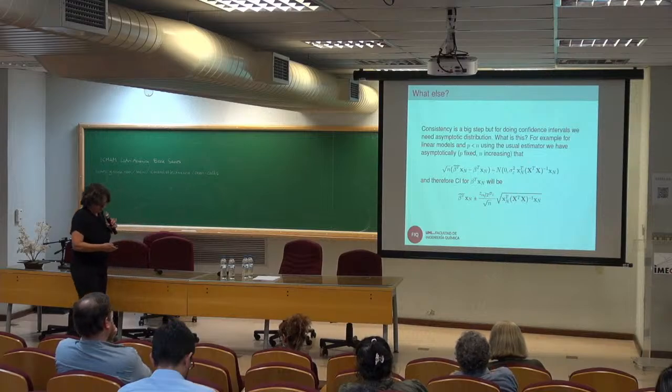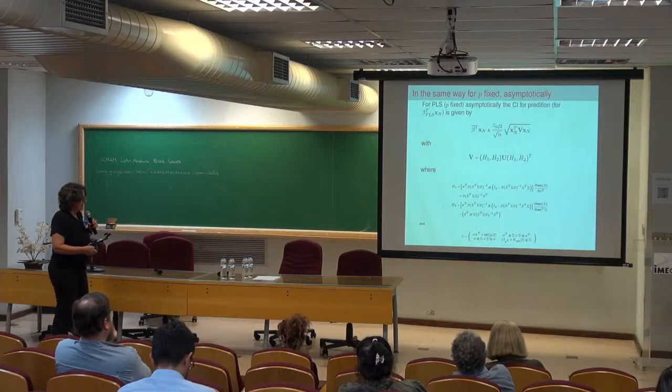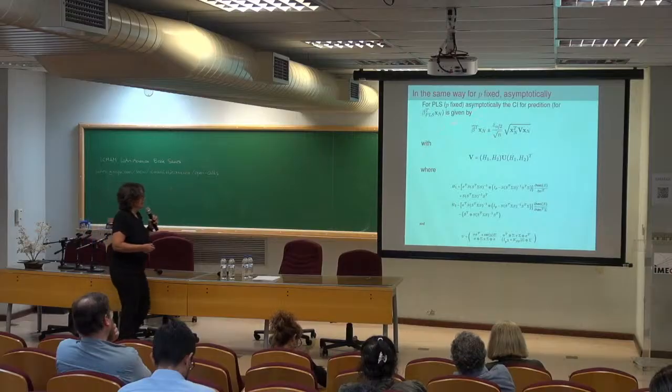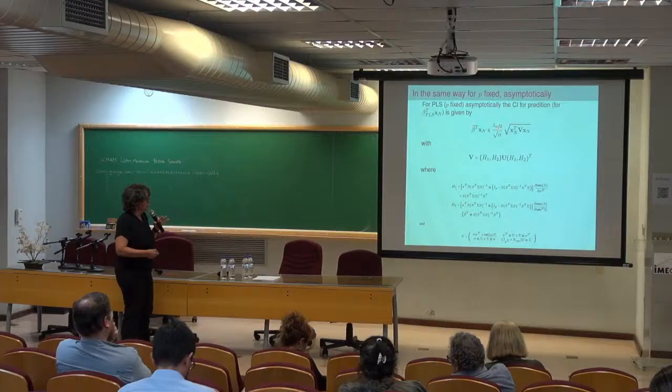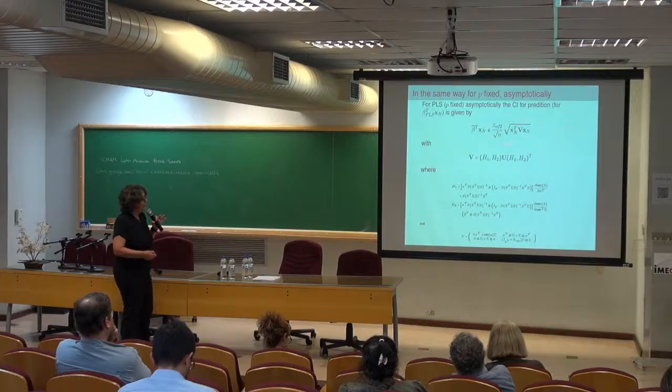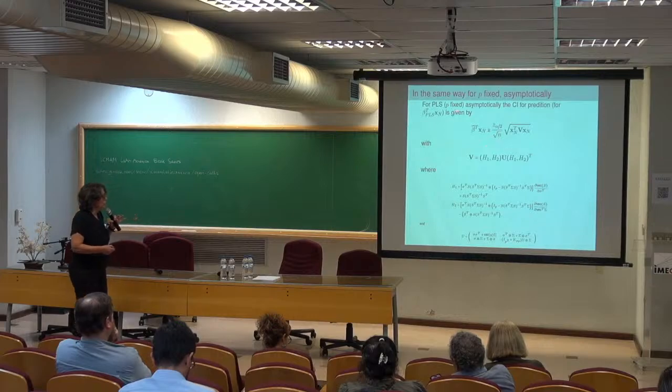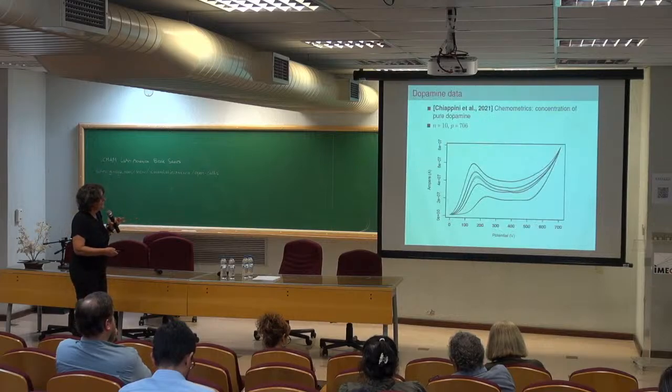Of course, this is not an easy task here. If p was fixed, we know that for PLS, as n goes to infinity, we have the asymptotic result for saying what the confidence interval is. Where this p now is a complicated thing, it doesn't matter. What we could prove first is that a result like this was true.